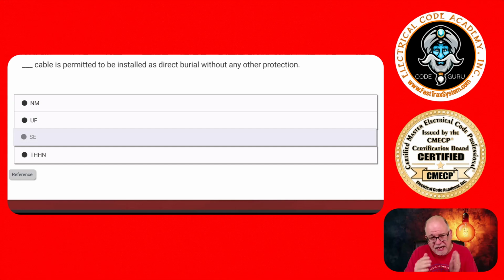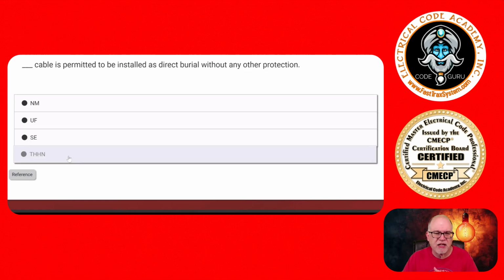Where would you go look for that? Well, you're going to go to Article 338. It's a very short article. Now, of course, THHN is designed to be installed in raceways. You all know this. This is why we look at these things. And you say, well, no, THHN is not designed to be direct buried in the earth. So again, it would not be the choice here.